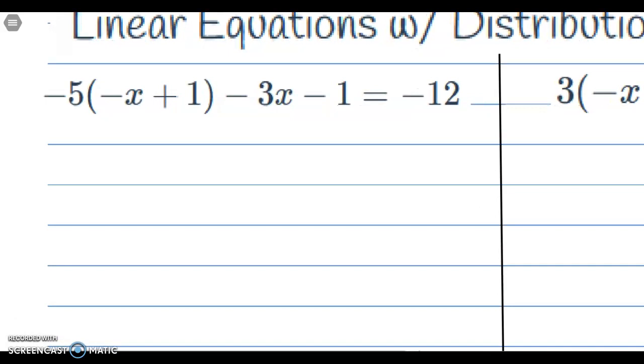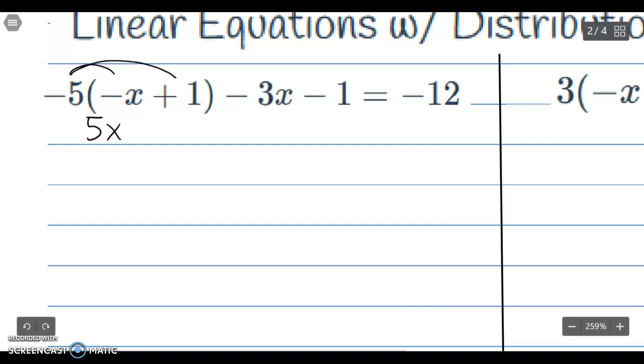The first thing I'm going to do is use the distributive property here and distribute this -5. Now, negative times a negative is a positive, and 5 times 1 is 5. So now I have 5x, and then negative times this positive is a negative, and 5 times 1 is 5. Everything else, I'm just going to bring on down.